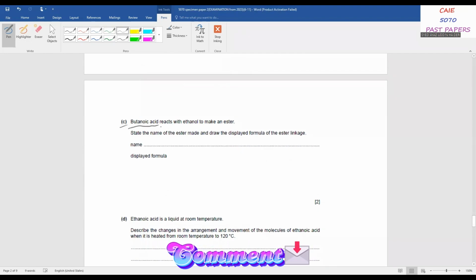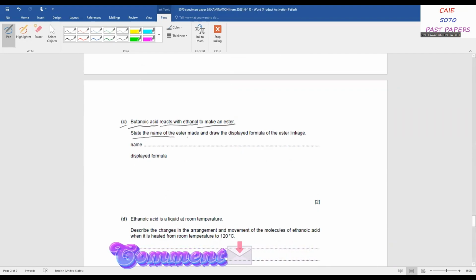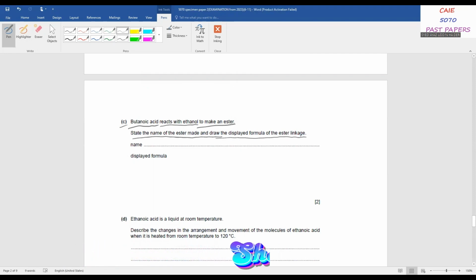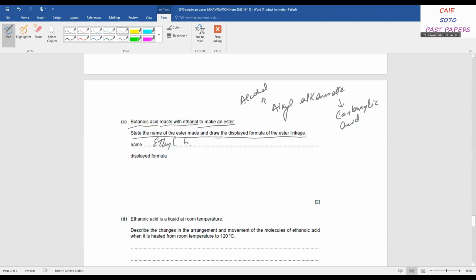Butanoic acid reacts with ethanol to make an ester. State the name of the ester made and draw the displayed formula of the ester linkage. It's very easy. The alkyl group comes from the alcohol. You'll get alkyl alkanoate: alkyl is coming from the alcohol and alkanoate is coming from the carboxylic acid. So you'll get ethyl butanoate.